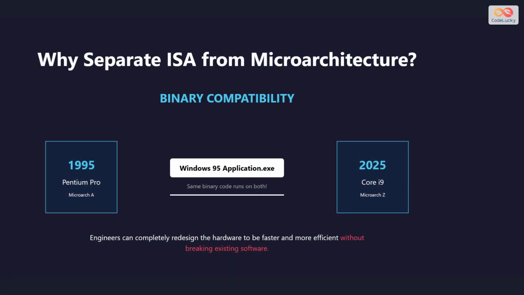Why do we separate them? The answer is compatibility. This separation allows us to run old software on brand new computers. A program written for Windows 95 can still run on a modern Intel Core i9 because they speak the same x86 language, even though the modern chip is thousands of times more complex internally.